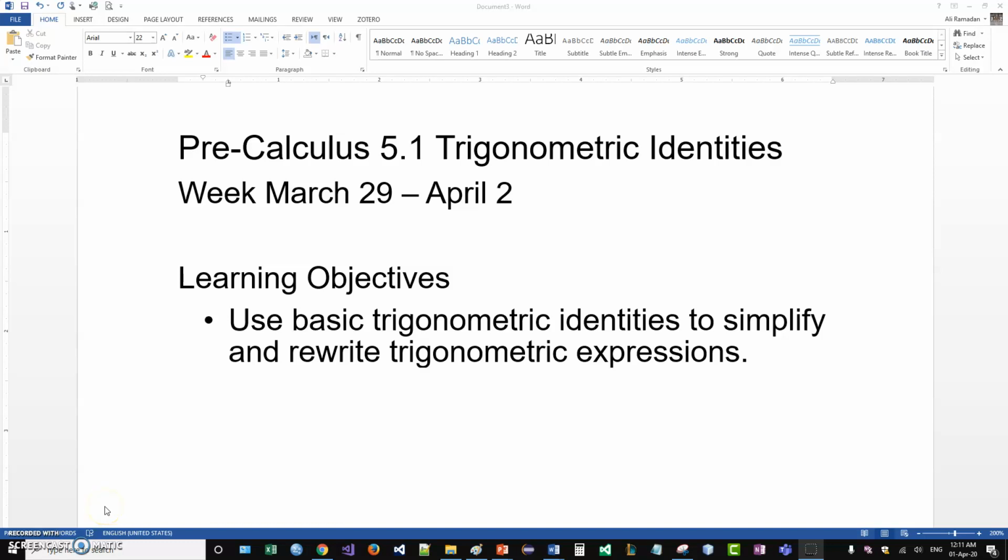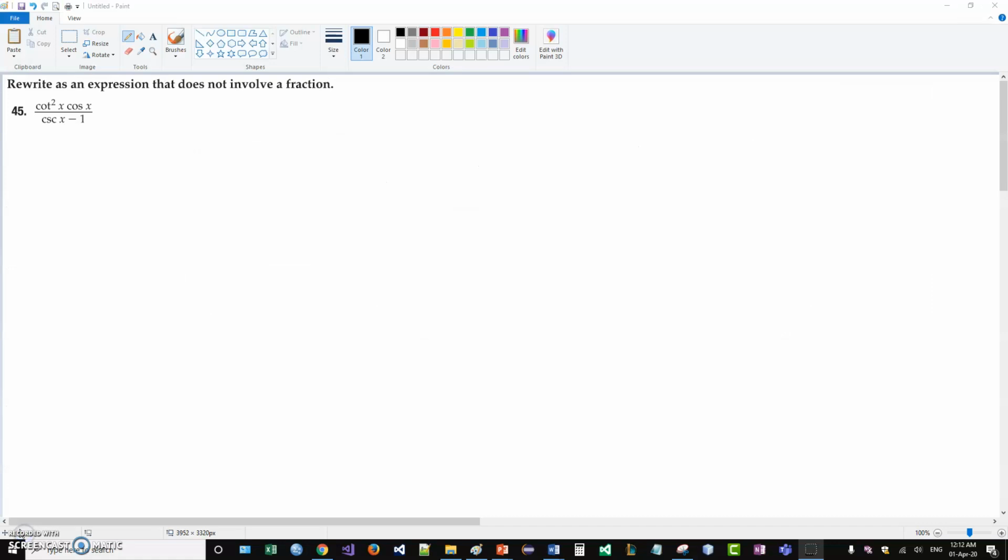Hello everybody. Today we're continuing with trigonometric identities. Learning objective: use basic trigonometric identities to simplify and rewrite trigonometric expressions. We're going to solve some problems today, so let's get to it.